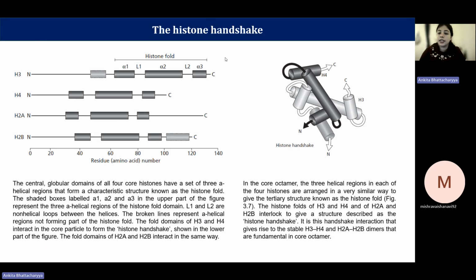They are interacting with each other. Like you can see here, this is H3 and this is H4. They are interacting with each other in sort of this fashion, which is the histone handshake. The same is seen for H2A and H2B also. And these individual heterodimers can then interact with each other to form tetramers and eventually form the octamer.